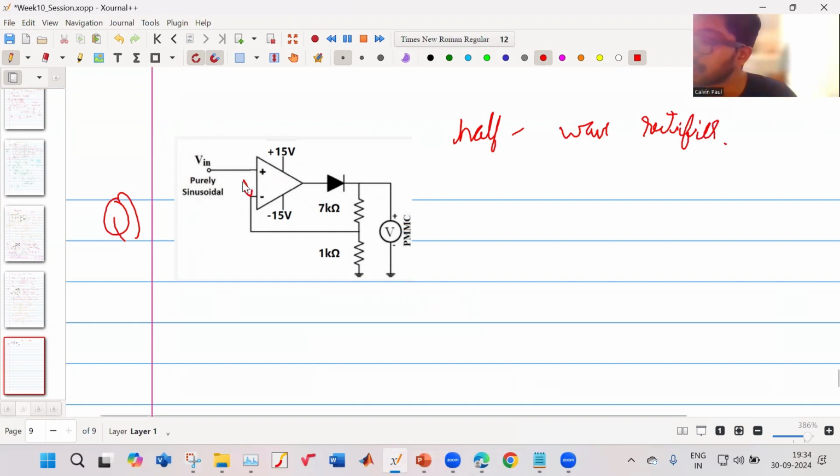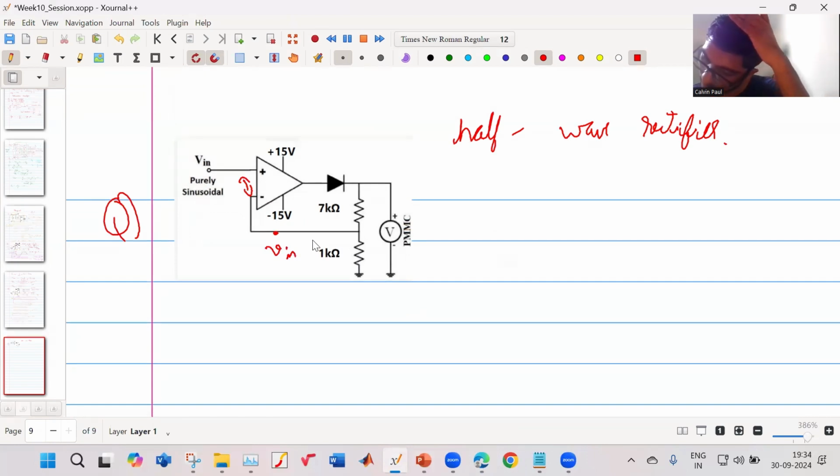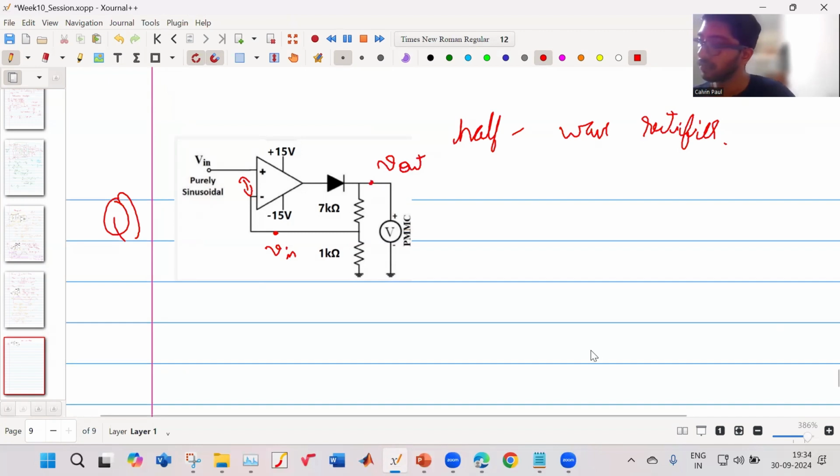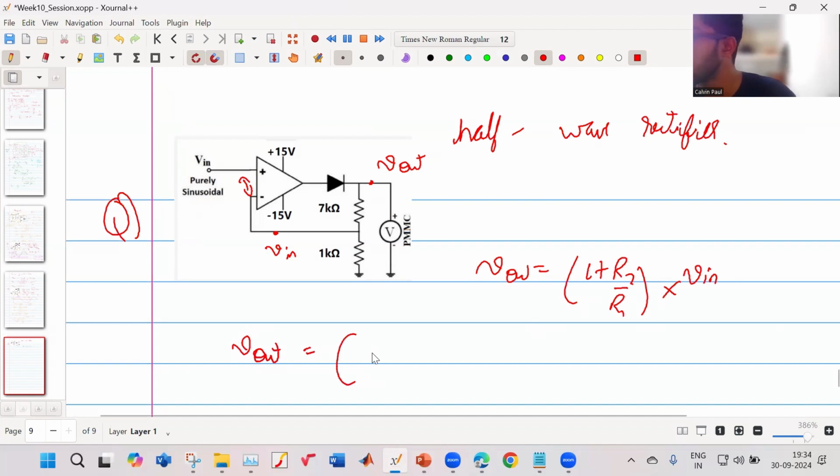Because of the virtual short concept, this voltage is also V in, right? So what is this voltage V out? Your V out is equal to 1 plus R2 by R1 into V in. So your V out is equal to 1 plus 7 upon 1 into V in. So it is 8 into V in. Okay, your V out is 8 into V in.